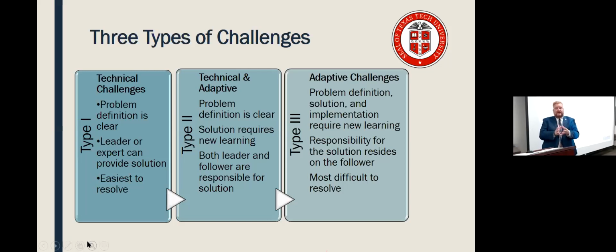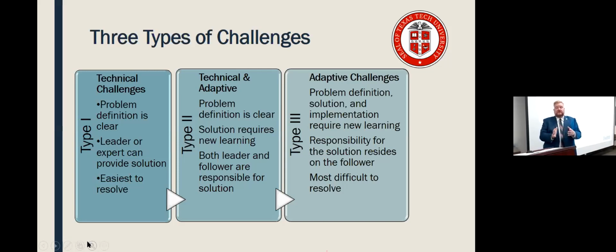Sometimes we don't know what the problem is. We know that workplace productivity is down, but we don't know why. We don't know why people aren't getting their work done. And so that would be an example of an adaptive challenge. We understand that there is a problem, but we have to get to the root of what that problem is. The responsibility for the solution comes from the follower, so the people that you're working with.